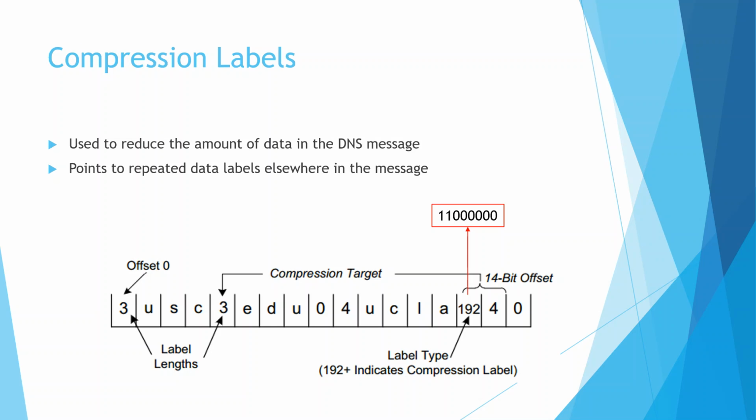I wouldn't worry at this point too much about having to be able to manually generate an offset and things like that. Just know that compression labels are pointers, and generally speaking, kind of what it would look like with that label type with the 192.